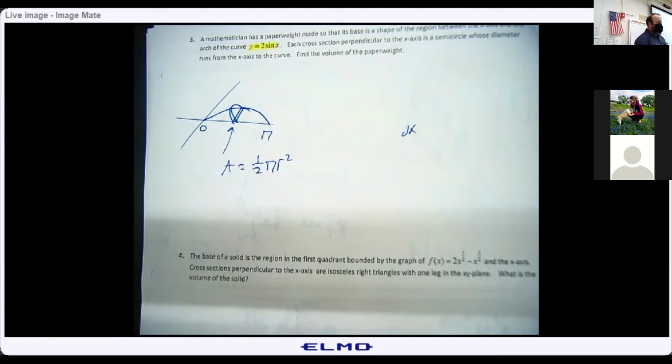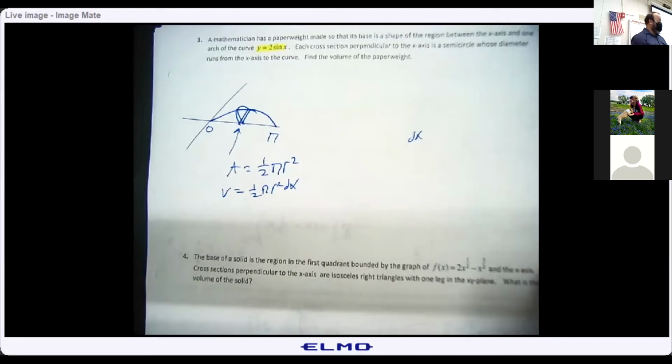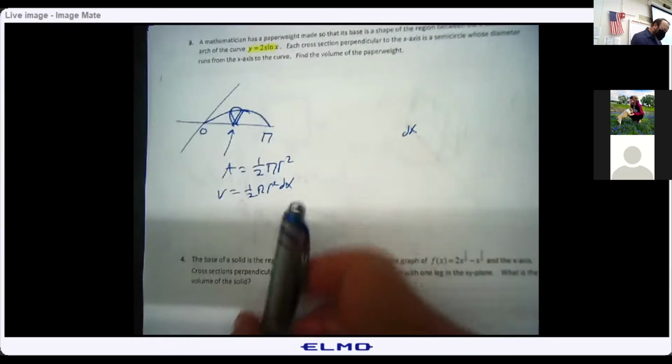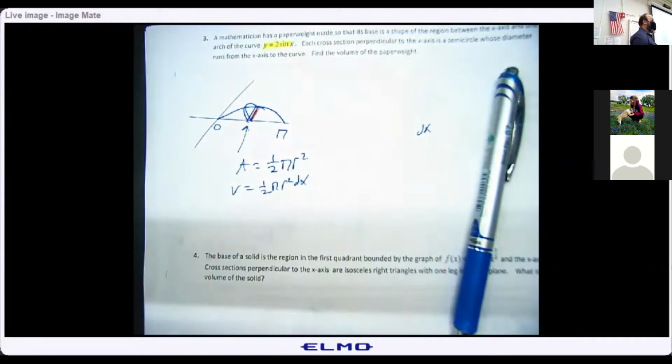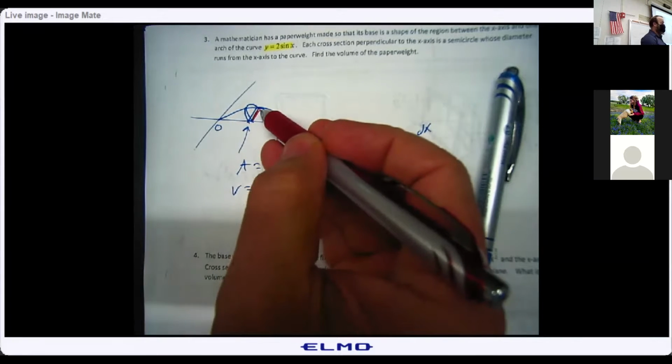But of course, we don't want area, we want volume. So we're going to end up with the volume is going to be 1/2 pi r squared dx. But, so let's look at the picture though. What is this distance from here to here according to the mathematics? Isn't that just y? Do you guys buy that that's y? From here to here is the y value, isn't it?